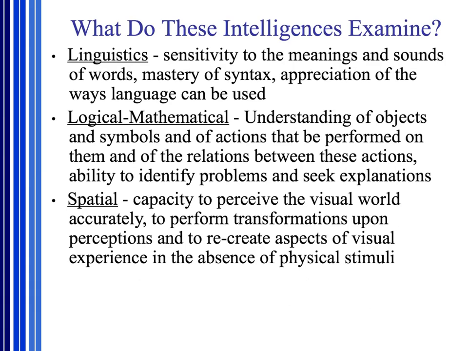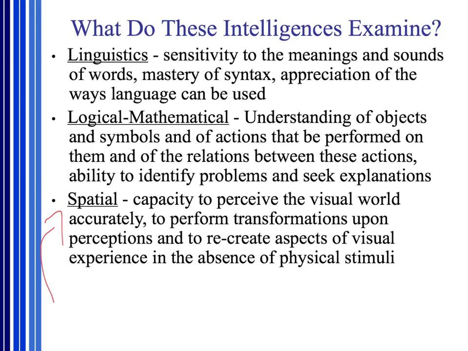So first is linguistic intelligence. This is the sensitivity to the meaning and sounds of words. It's linguistics. We just covered thinking in language. We should know this, I believe. Next is logical mathematical intelligence. This is understanding of objects and symbols and of actions that will be performed on them, of the relations between these actions. And then next is spatial intelligence. The first 2, linguistic and logical mathematical intelligence, are pretty self-explanatory. But what in the world is spatial intelligence?